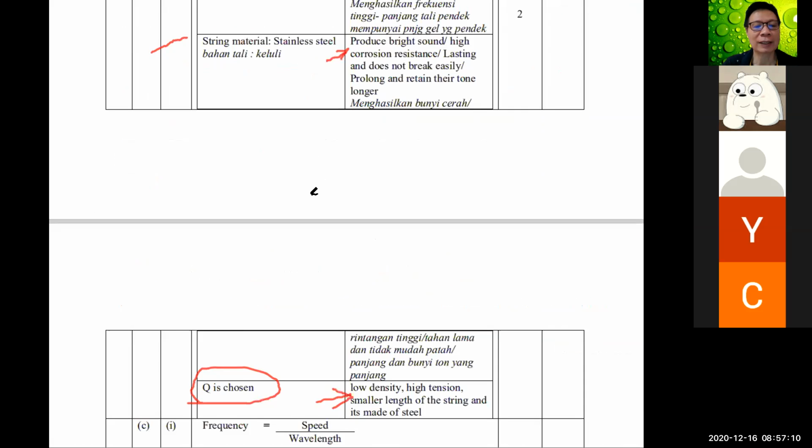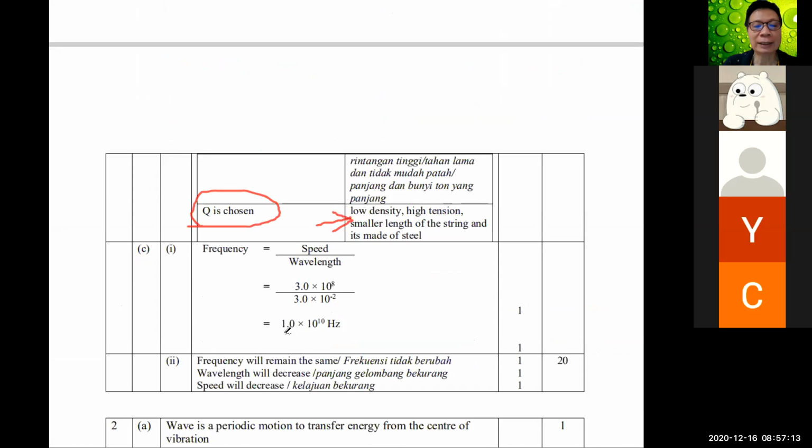Okay, check the answer. First, speed divided by wavelength, you get this. And the second part: when the wave goes inside a beaker, frequency will remain the same. Frequency never changes, no matter what condition. But the wavelength becomes smaller, and the speed also becomes slower. Three things here: frequency never changes, lambda decreases, speed decreases. When it goes into a smaller space, it moves slower. Using the formula V equals f lambda, you can explain now.